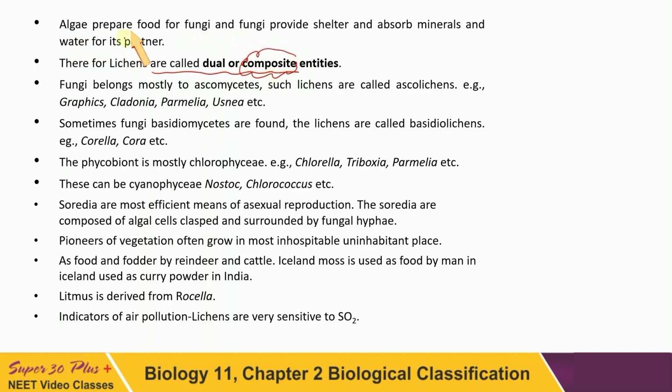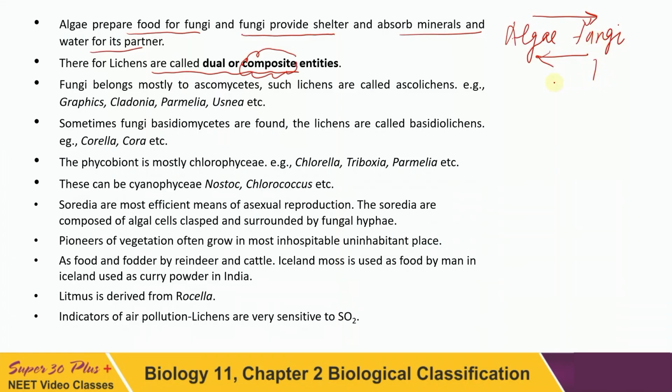Algae prepares food for fungi and for itself also, and fungi in turn provide shelter and absorb minerals and water for its partner. Therefore, the algae and fungi in lichen live in symbiotic association. They are exchanging benefits. Algae provide food to fungi, and in turn fungi provide minerals and water.